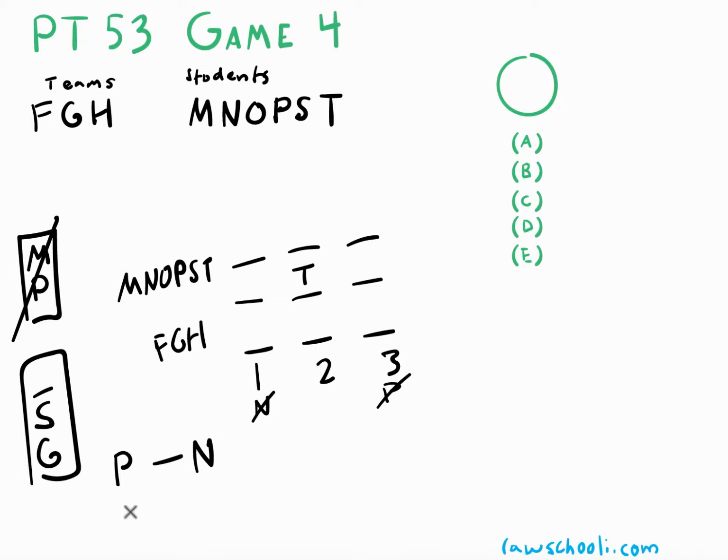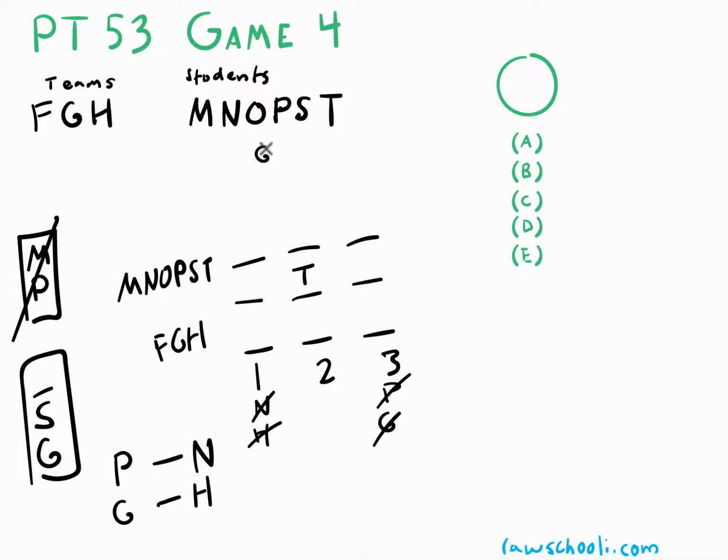Next rule is that G is higher than H. So G places higher than H. You're going to have H can't be over here, and then G can't be over here. And at that point, I took a look at this, and we now know something about where G can be.